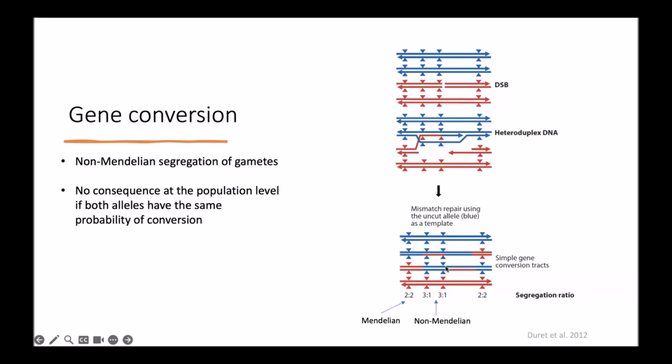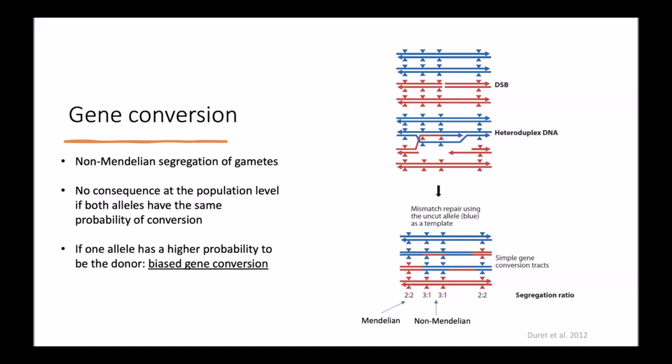This normally has no consequence at the population level, because both alleles should have the same probability of conversion. So at the end, the pool of gametes, on average, will contain similar amounts of the alleles. However, if there is always a higher probability of one allele to be the donor during the conversion event, this is going to create a higher allele frequency of this favored allele in your pool of gametes. That is what we call biased gene conversion.